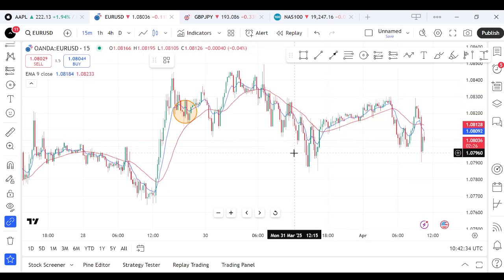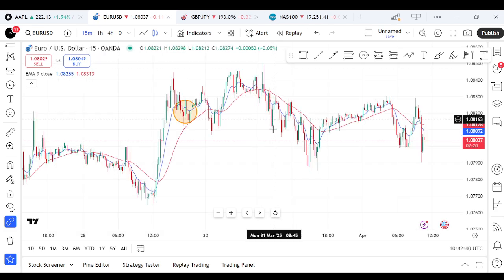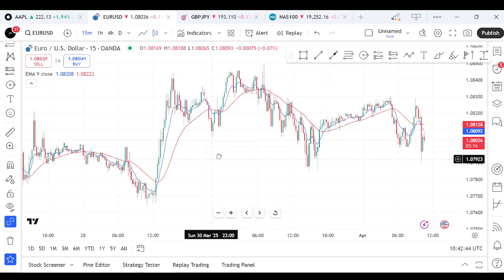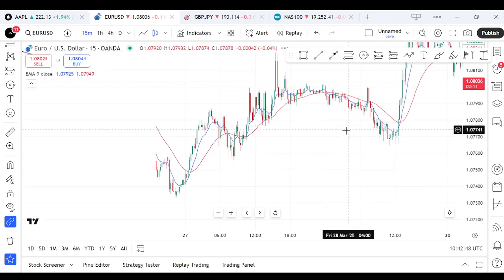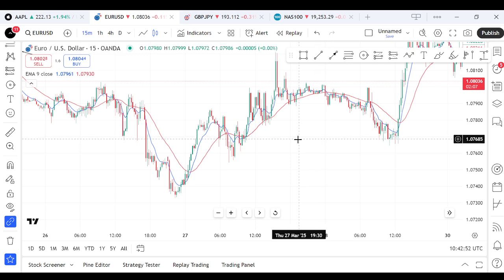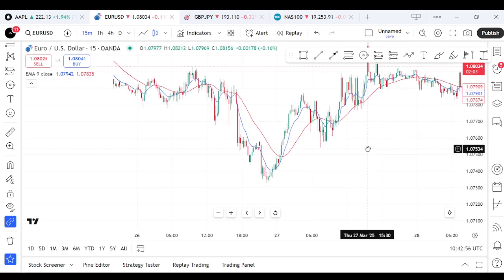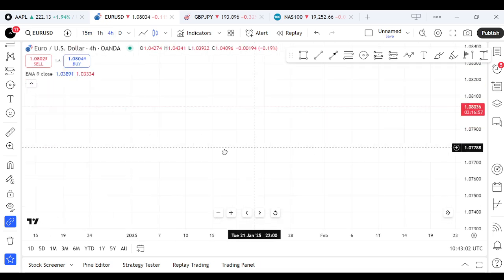So let's quickly dive into the strategy. The first step is to start by setting up your chart with two exponential moving averages, just like we've done, the 9 period and the 21 period. It could be the 7 period and the 14 period also. These two EMAs will help you identify short-term trends and potential entry points. After you've set up your EMAs on the chart, I want you to go to the higher time frames, like the 4 hour time frame.